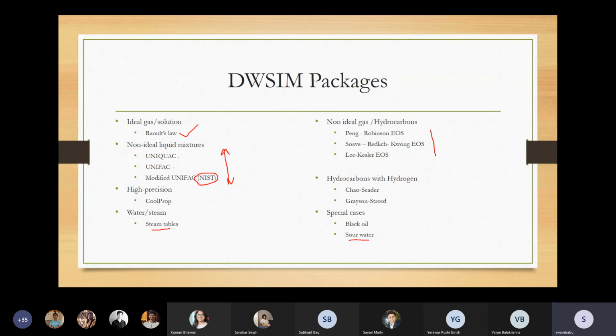For non-ideal gases, preferably if it is hydrocarbons, use Peng-Robinson, or SRK. Of all the things, Peng-Robinson predicts better than the other two, so people tend to use Peng-Robinson as a first option. I hope this made your life simple. Liquids, non-ideal, UNIFAC. Gases, non-ideal, if it is hydrocarbons, this one. If it is non-hydrocarbons, we might go for SRK. If it is hydrocarbons, predominantly Peng-Robinson. That way, we can easily select it.